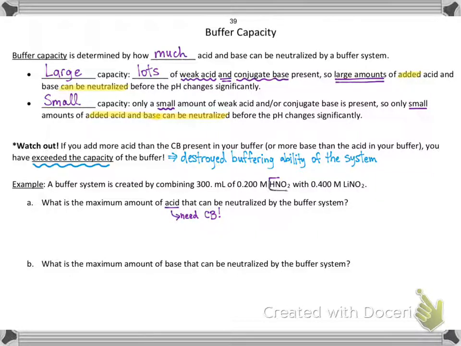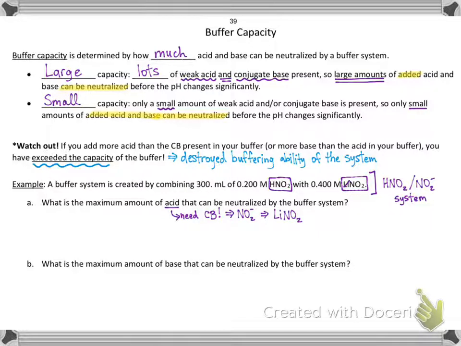We've got the weak acid, HNO2, nitrous acid, and then we put it with this salt, LiNO2. Remember that the lithium is 100% soluble? It's not participating in the buffering system. So our buffer system is HNO2 with NO2 minus. The conjugate base is going to be the NO2 minus, and the NO2 minus is coming from the lithium nitrite.